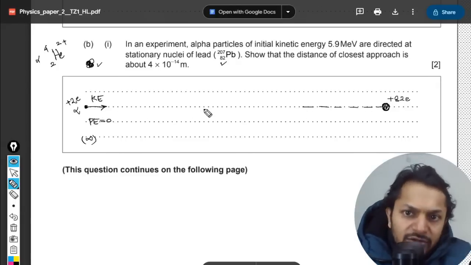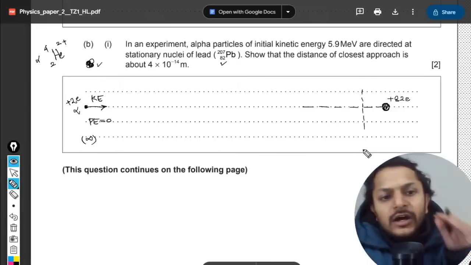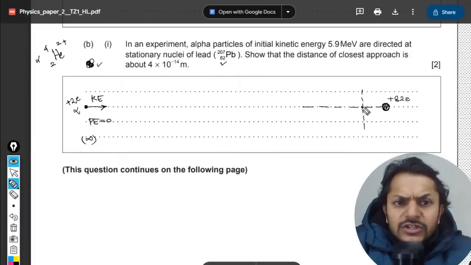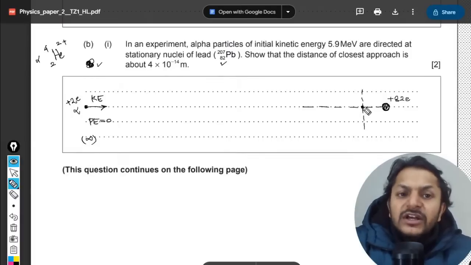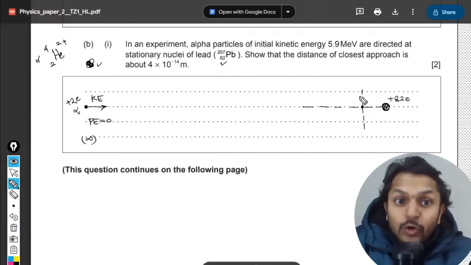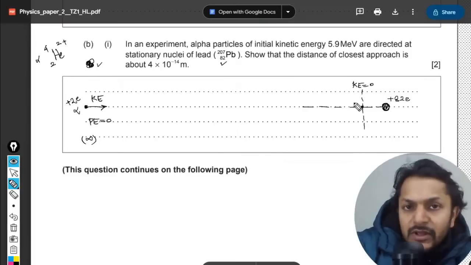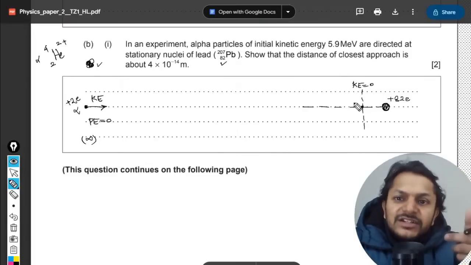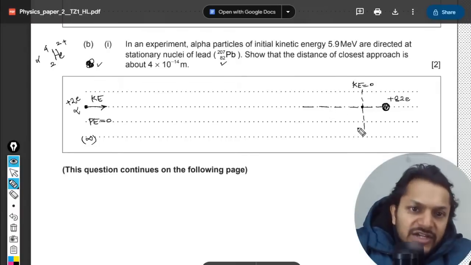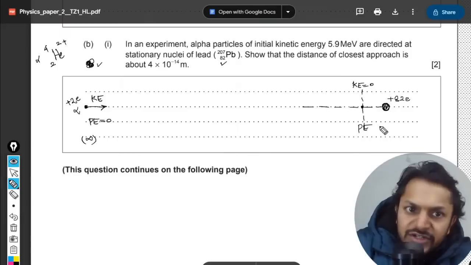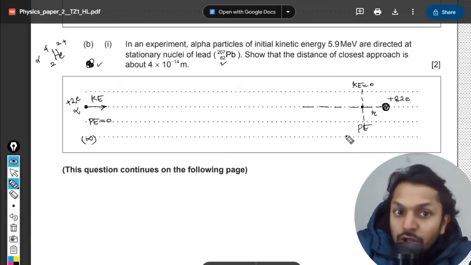Now it is coming together, and after some time, this is the closest distance that it is able to go, the nearest distance towards the nucleus, and at this point it loses all of its energy. It stops here, so the final velocity becomes 0, which clearly means that the kinetic energy becomes 0. If kinetic energy is zero, where has that energy gone? That energy has converted itself into potential energy. So kinetic energy is equal to potential energy, and this distance is small r.